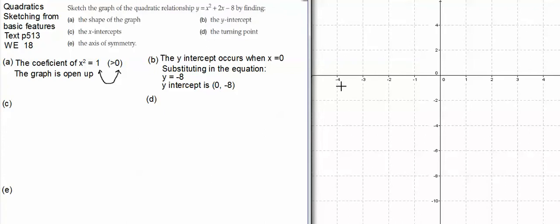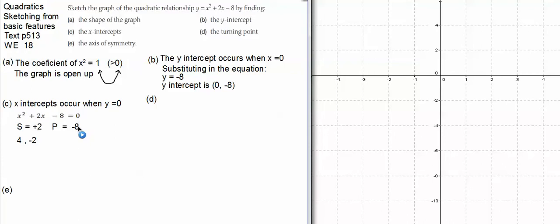X-intercepts. We know that any graph cuts the x-axis at y equals 0. So if we substitute y equals 0 into this equation, we get x squared plus 2x minus 8 equals 0. And now we have to call upon work we did in the previous topic. We have to factorise this. We've got to find two numbers whose sum is 2 and whose product is negative 8. Now if you think about that, you can see that the numbers are 4 and negative 2. 4 add negative 2 is 2, correct? 4 times negative 2 is negative 8.